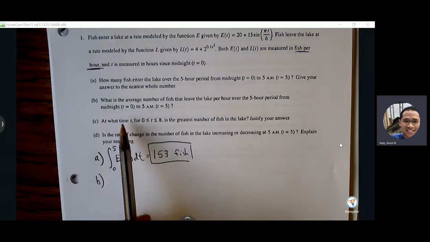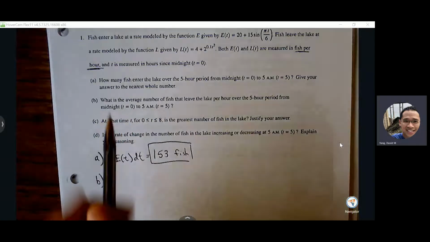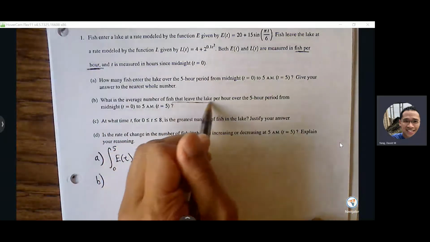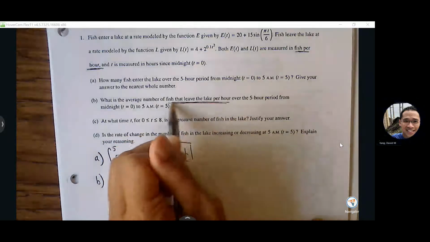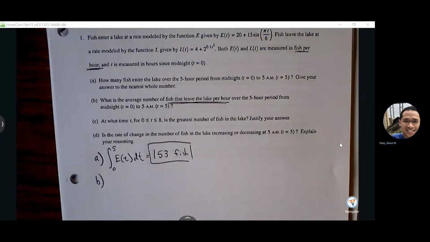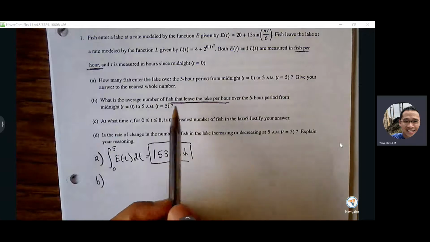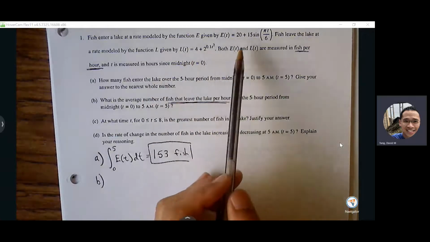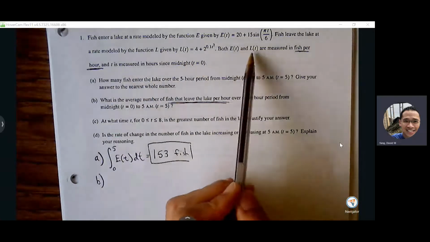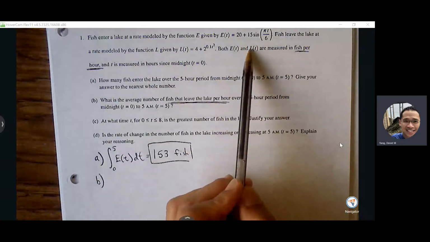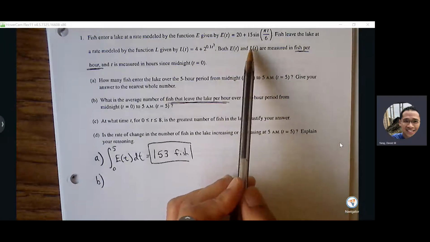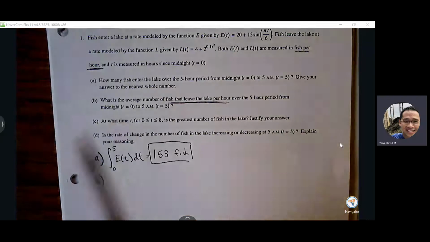Okay, part B. What is the average number of fish leaving the lake per hour? So we want to find the average fish per hour, basically find the average of this L of t. L of t is in fish per hour, so we want to find the average value of L of t over that 5-hour period. So average value theorem.